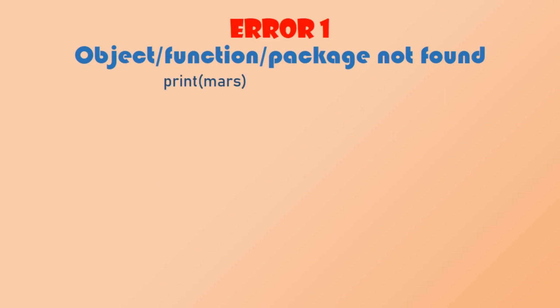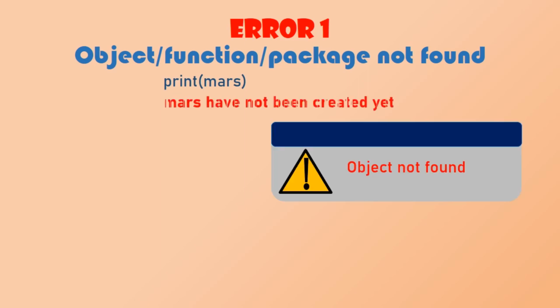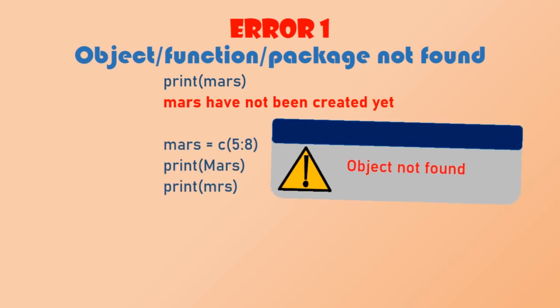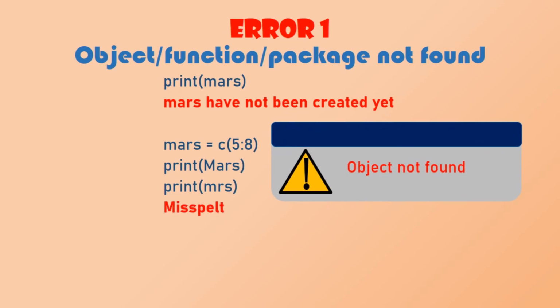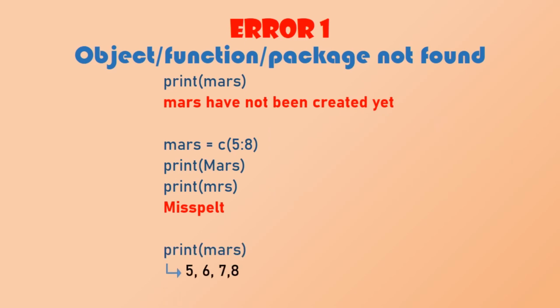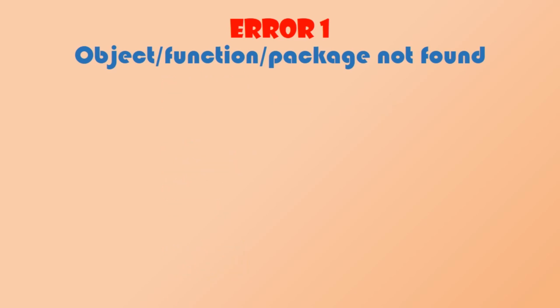Suppose I run the command print mass, then I will encounter this error since the object or variable mass has not been created yet. Even if I create a vector named mars and I run the command print mass, I will again encounter the error since I have mentioned mass with a capital M in the first case and variables are case sensitive. In the second case, I have mentioned the spelling of mars wrong. I have written M-R-N-S instead of M-A-R-S. Only when I have created the mars vector and then run the print statement with the correct spelling, will I get the result 5, 6, 7, and 8.